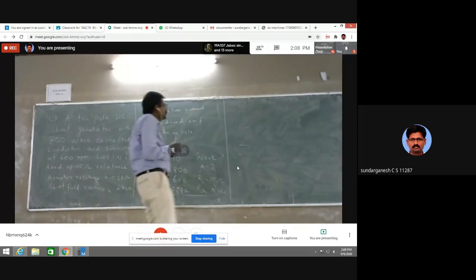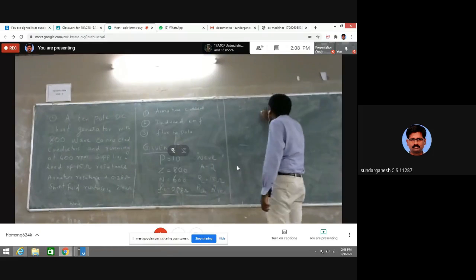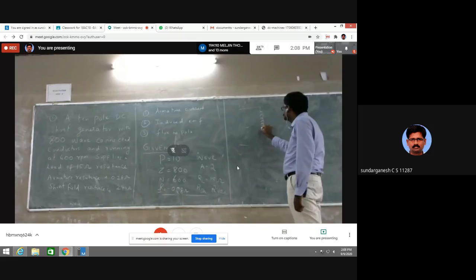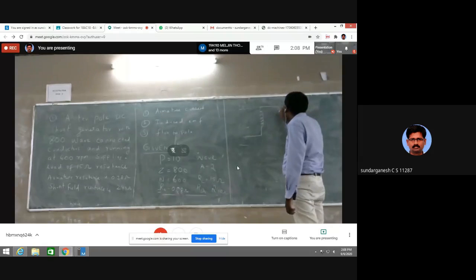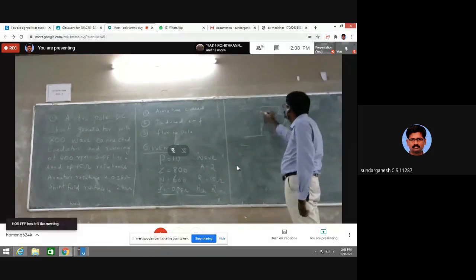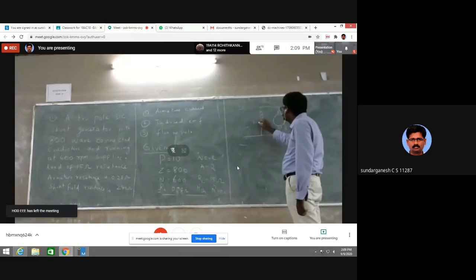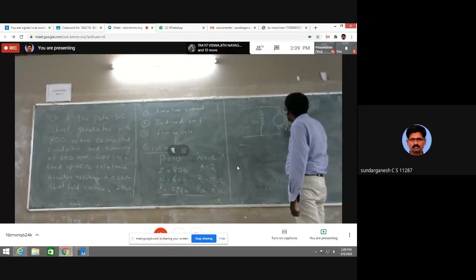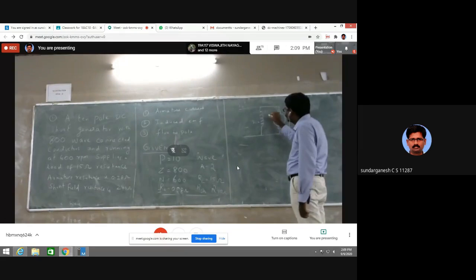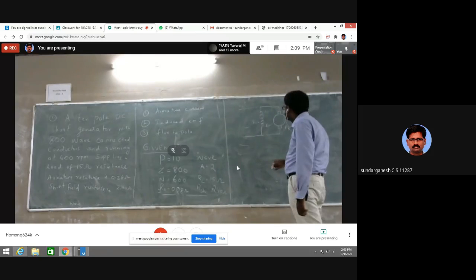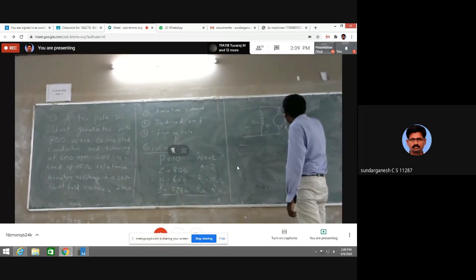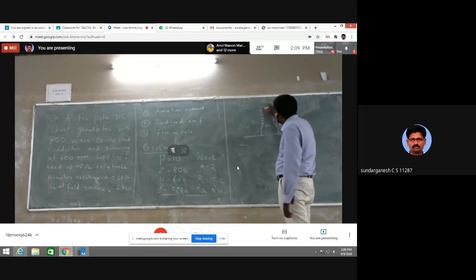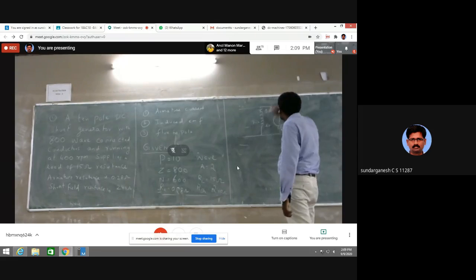So it is a shunt field. The field and armature are parallel. This is Rsh, this is Ra, with terminals A1, A2, F1, F2. The current going through the armature is Ia. The current going through the field is Ish.